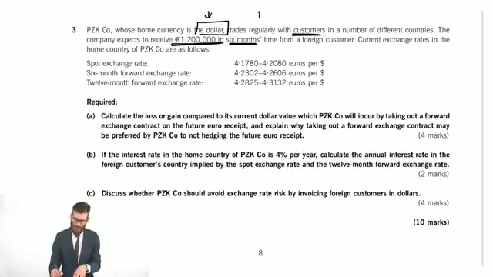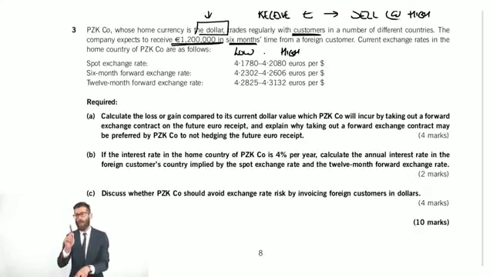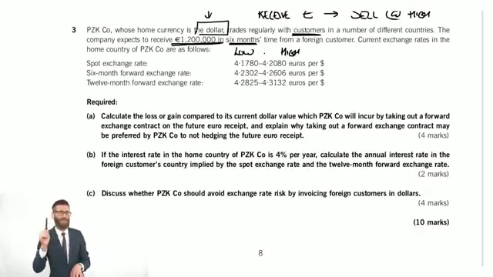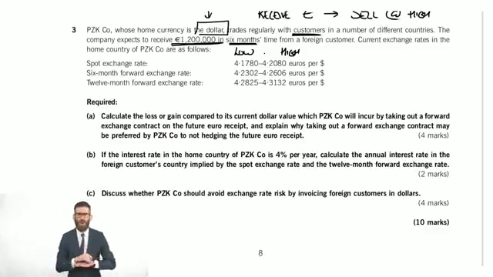If we receive euros, what do we want to do? Well, we're going to sell them. And we sell at the high rate. So remember, the high rate is what we're going to sell at. The low rate is what we would buy. We would buy euros if we had to make a payment. We are going to sell euros because it's a receipt. We don't want them, we want dollars.